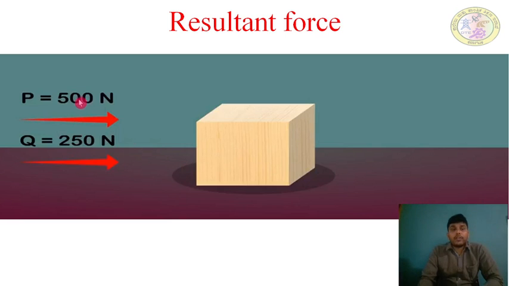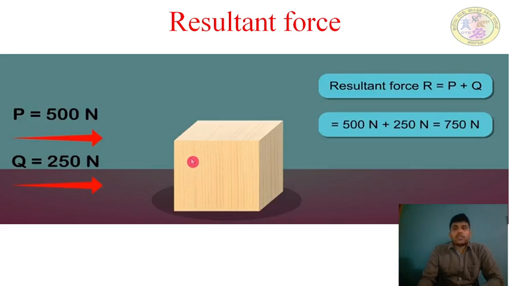Two forces are applied. One is P, 500 Newton, and the other one is Q, 250 Newton. The forces are applied in the direction of east, or right side direction. Both forces are in the right side direction, and they are like parallel forces. We can call them parallel forces. Then the resultant force will be R equals P plus Q, that is, P is 500 Newton plus 250 Newton equals 750 Newton.